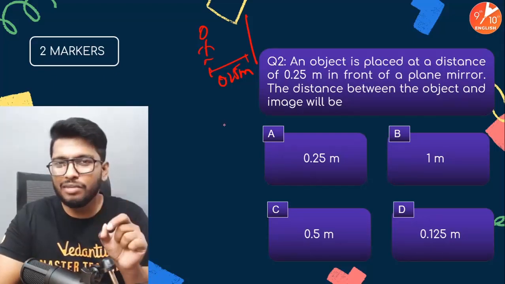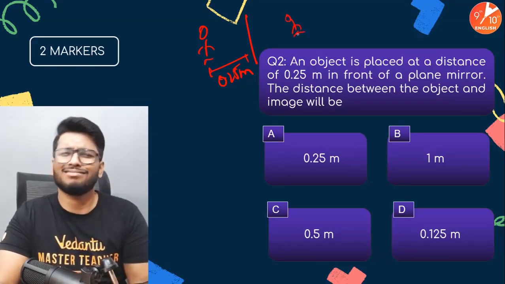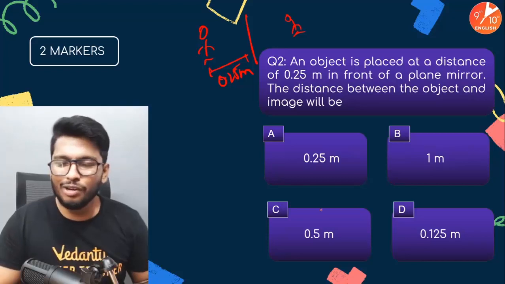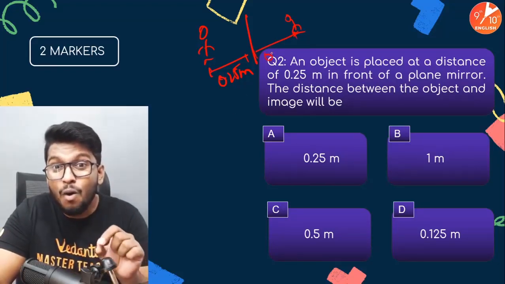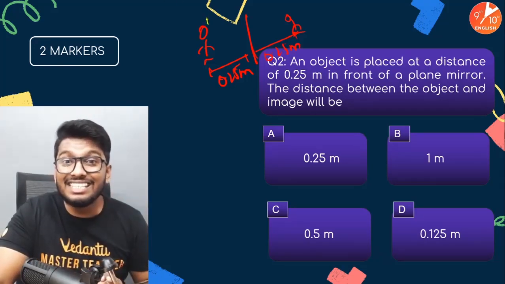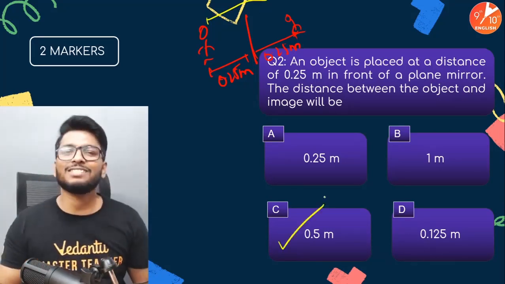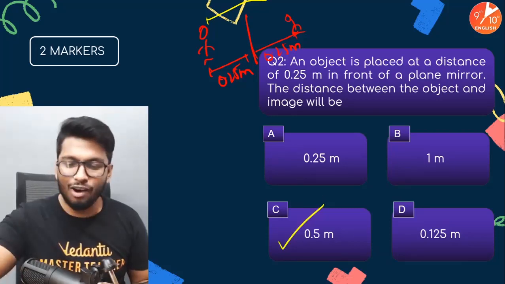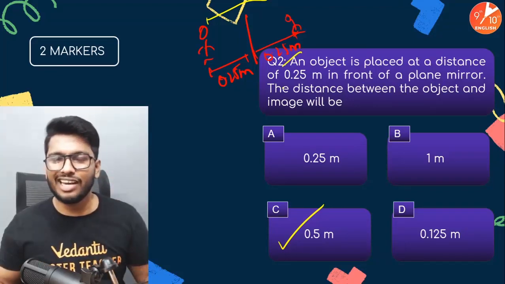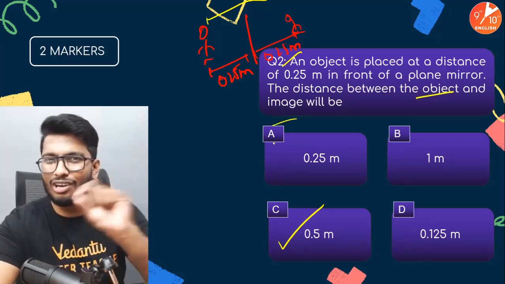Now remember, guys, in a plane mirror, if the object is 0.25 meters away, the image will also be 0.25 meters away. That's obvious. But the question is, what is the distance between the object and the image? This distance is what they're asking. That is 0.25 plus 0.25, which makes it 0.5 meters. Voila. Super easy question, right? I know some of you would have directly said 0.25 meters out of excitement, but they're asking the distance between the object and the image. So please make sure you look at these small details as well.